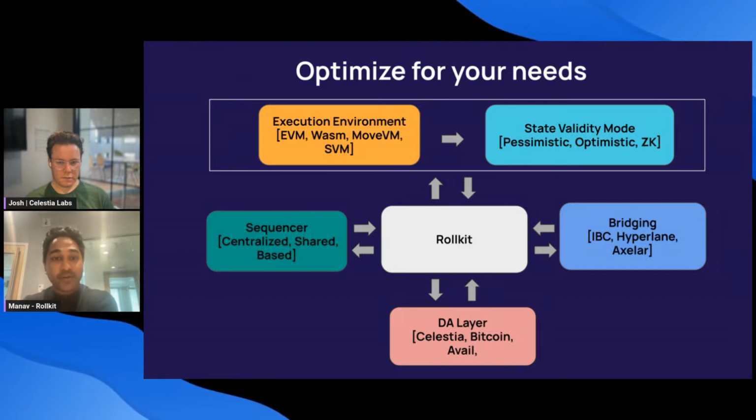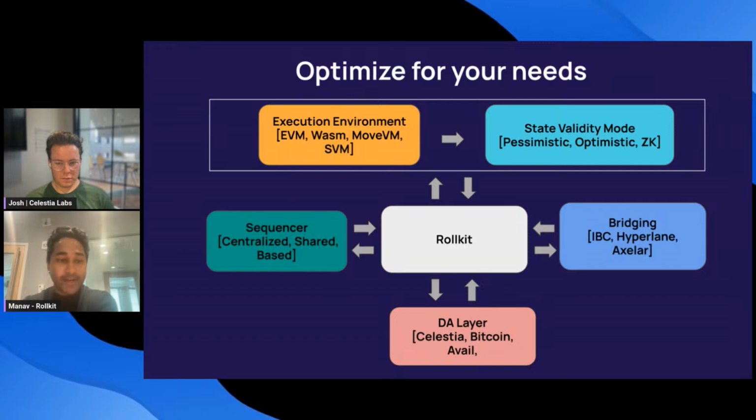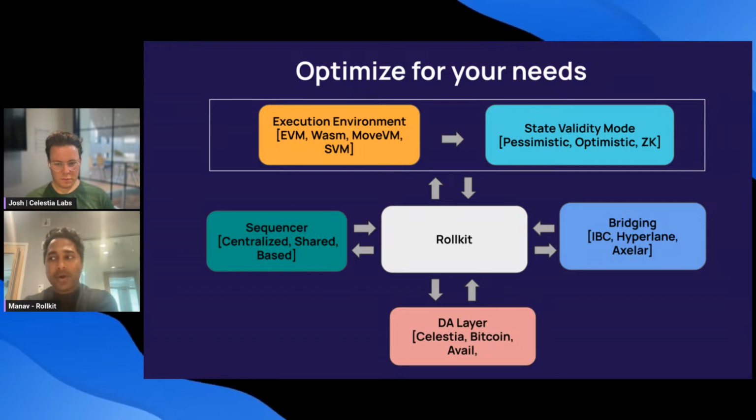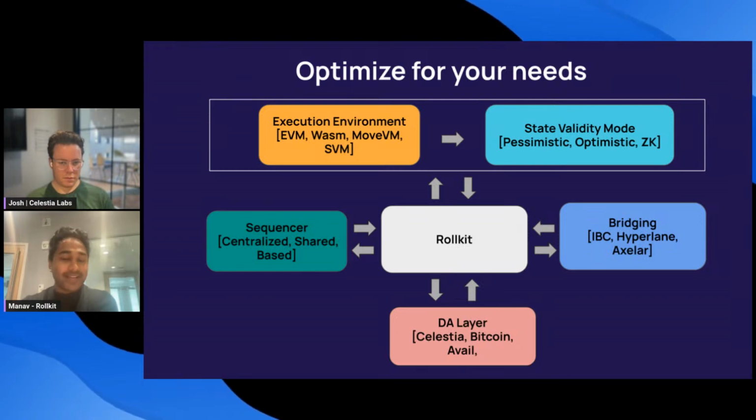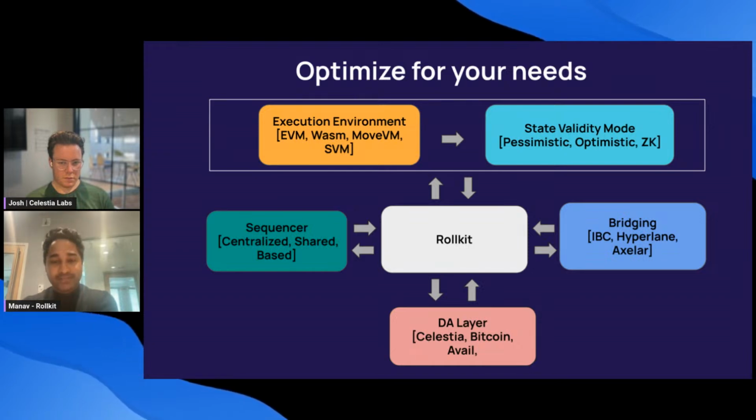You're free to optimize your chain for your needs. You can control your block production, however fast your chain wants to go, or how blocks get produced. Those are all great things that come with the Cosmos SDK as well. So Rollkit is just compatible with all those things.